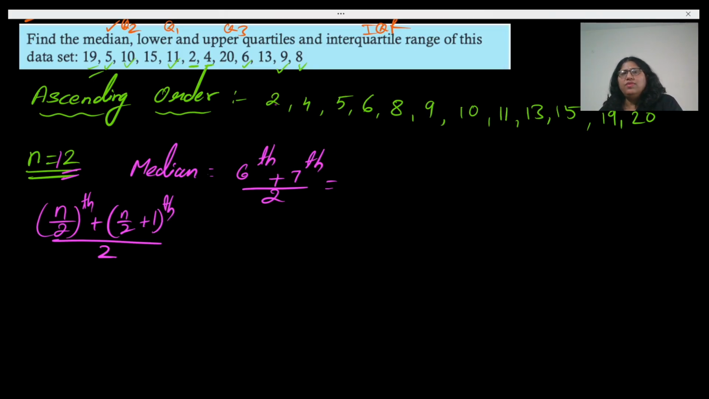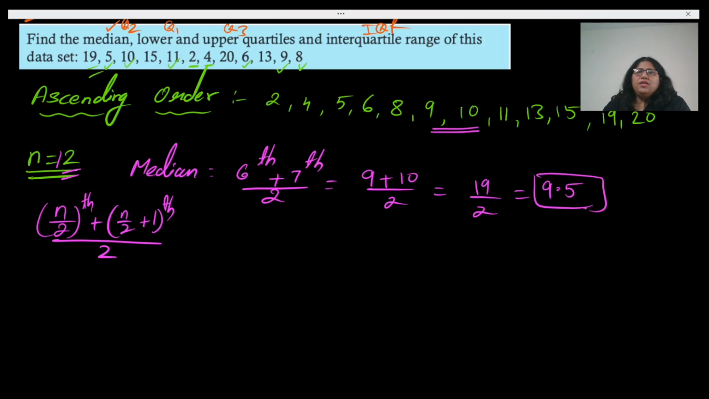So the sixth term from the left or right: 1, 2, 3, 4, 5, 6 and 7. Which two values are there here? You see 9 and 10 are the two middle values. So 9 plus 10 by 2, which is 19 by 2, which is 9.5, is the median. That means your whole data will be divided here at 9.5, which is Q2. Here you can write down Q2 also.